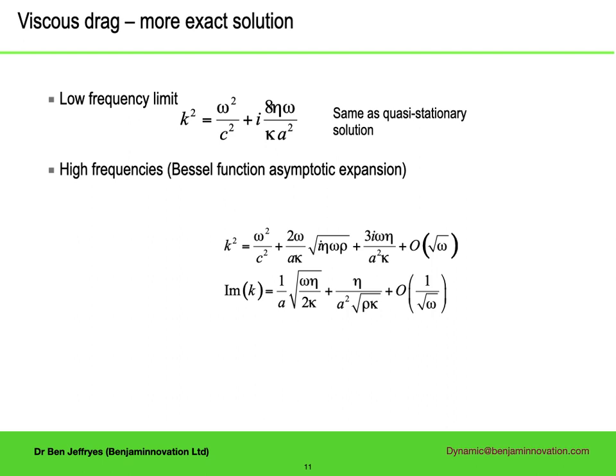At high frequencies, we could use the asymptotic expansion of Bessel functions to derive the following expression in powers of root frequency, where I've kept the first few terms. When the real part of the wave number is much bigger than the imaginary part, as is true for acoustic waves, we obtain a simple expression for the attenuation in powers of root frequency. The leading term grows as root frequency. Then there is a frequency-independent offset, and the other terms are small and decline as the frequency increases.